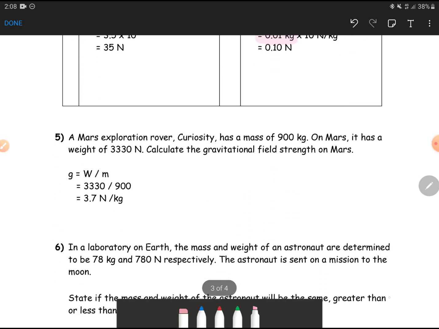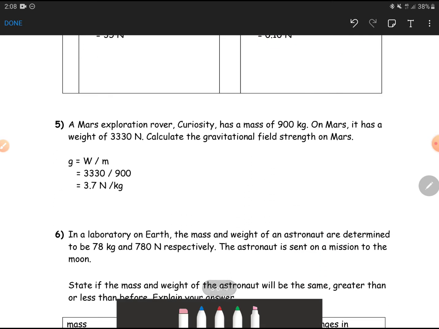Moving on, question 5, quite straightforward. This time around, they ask you to find g. Actually, for myself, I don't remember so many formulas. I just remember W = mg, and if they ask me to find the gravitational field strength, then I will make g the subject.